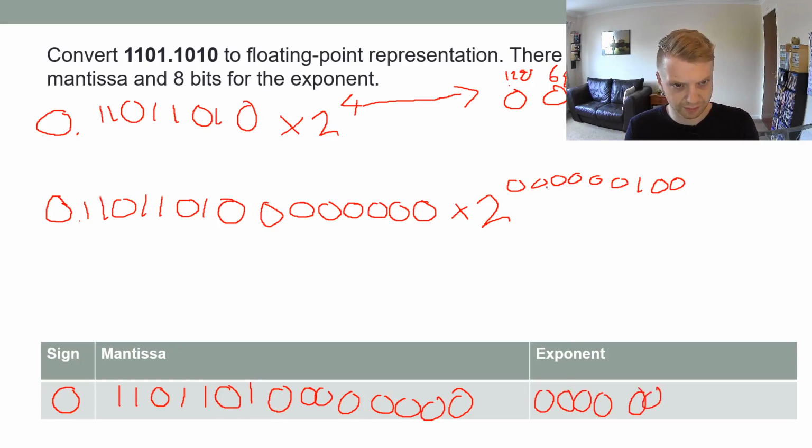Wait, is that right? Yeah, but I did too many zeros there, that's the problem, right? And that's meant to be a 0, not a 6. Right, so that's how it works.